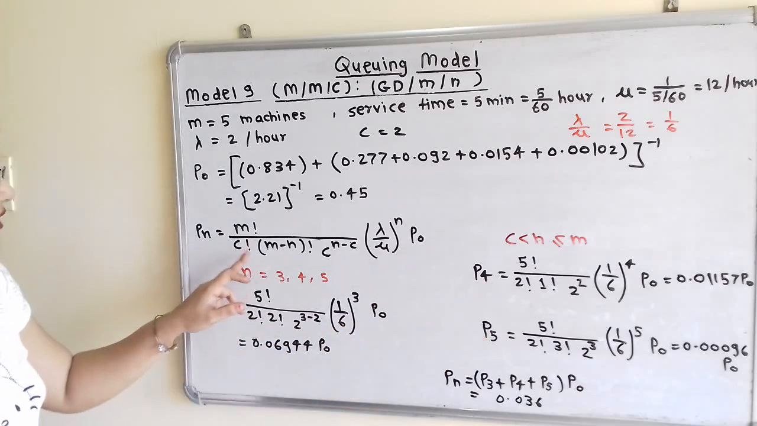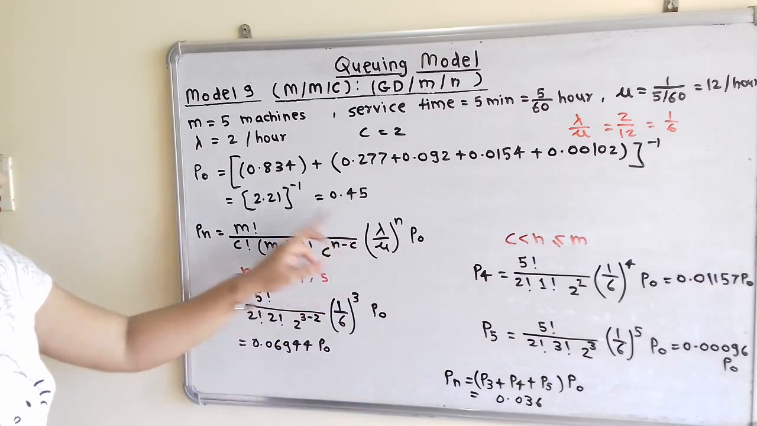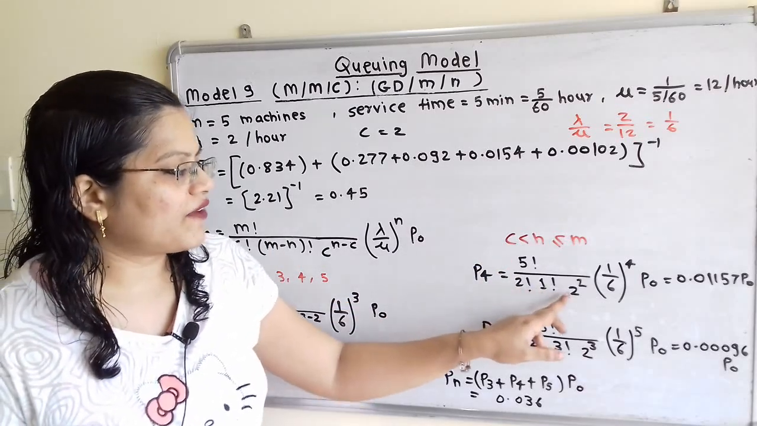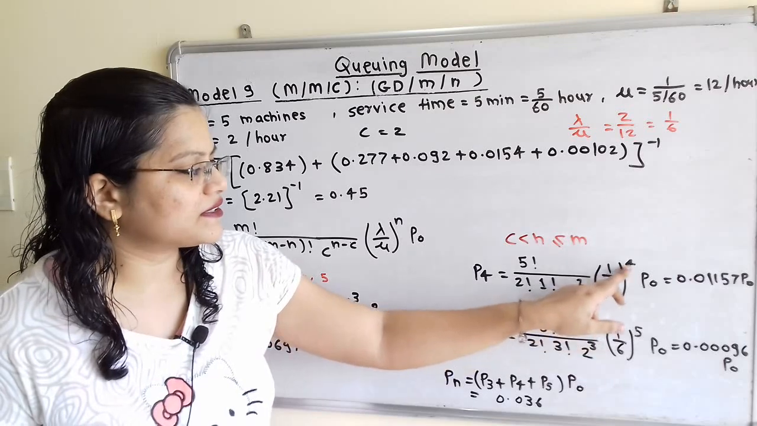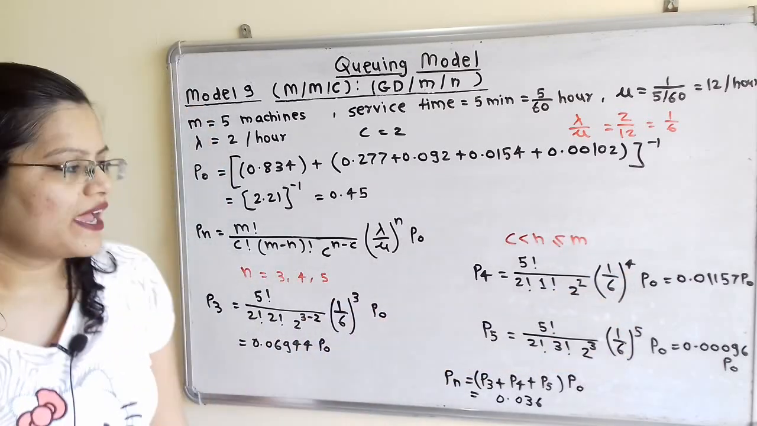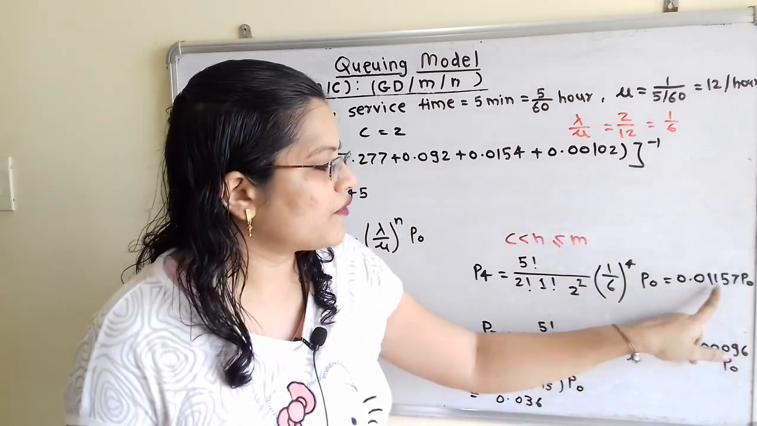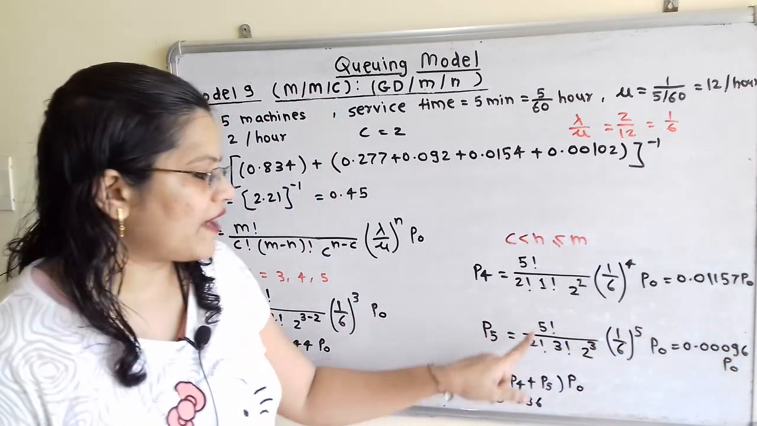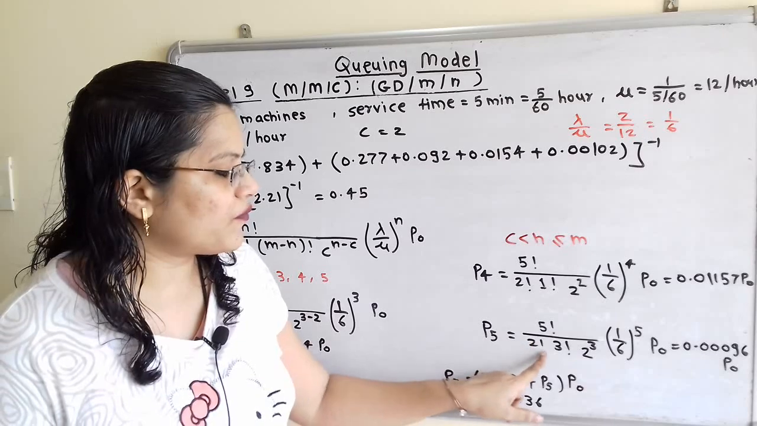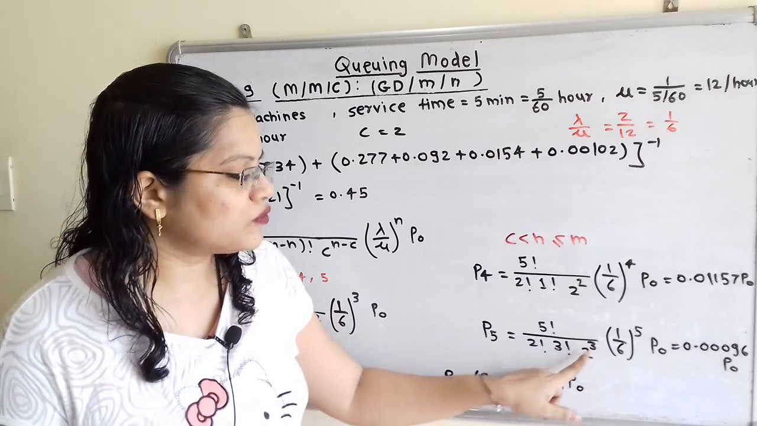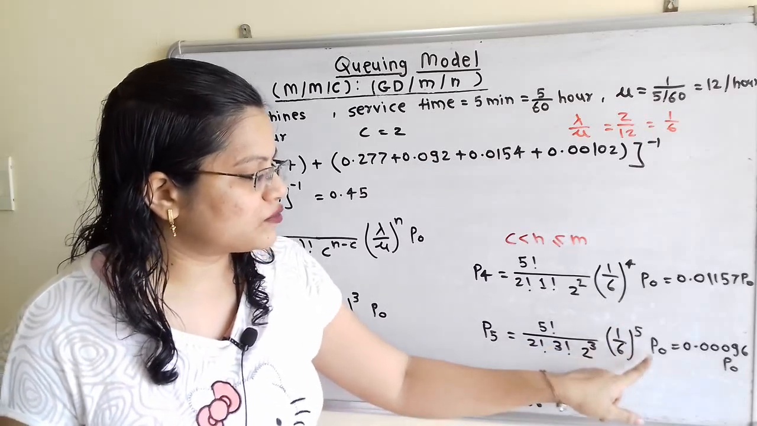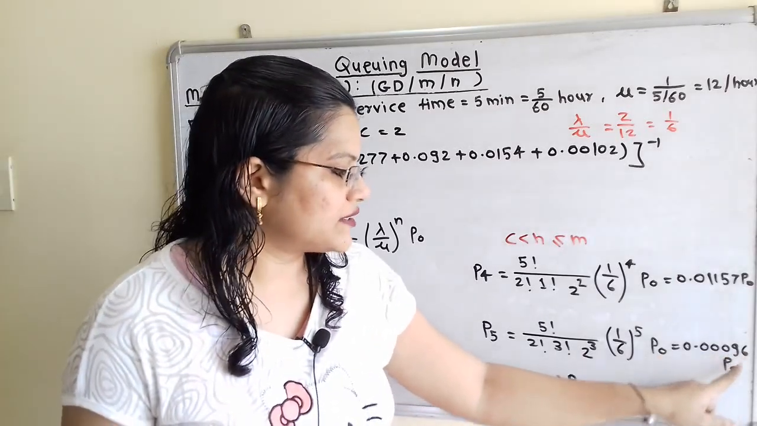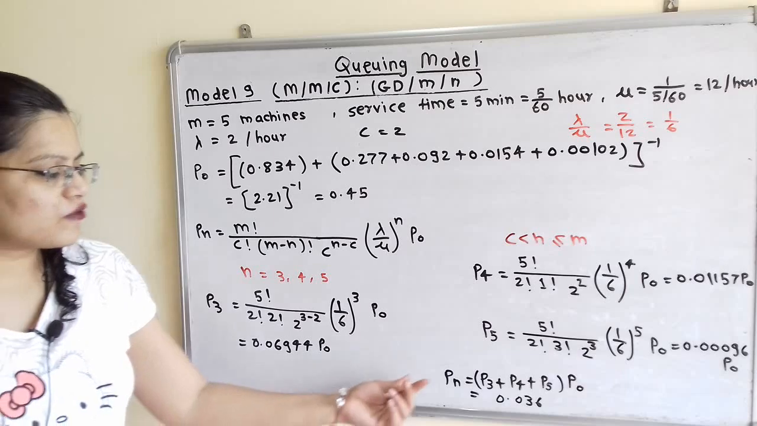Now in the same way we have to write the formula for P4. So instead of n, here put 4, and we will write here 5 factorial divided by 2 factorial into 1 factorial, 2 square, 1 by 6 raised to 4 into P0. Answer is 0.01157 P0. Then P5 is equal to 5 factorial divided by 2 factorial into 3 factorial, 2 cube, 1 by 6 raised to 5, P0. Answer is 0.00096 P0.